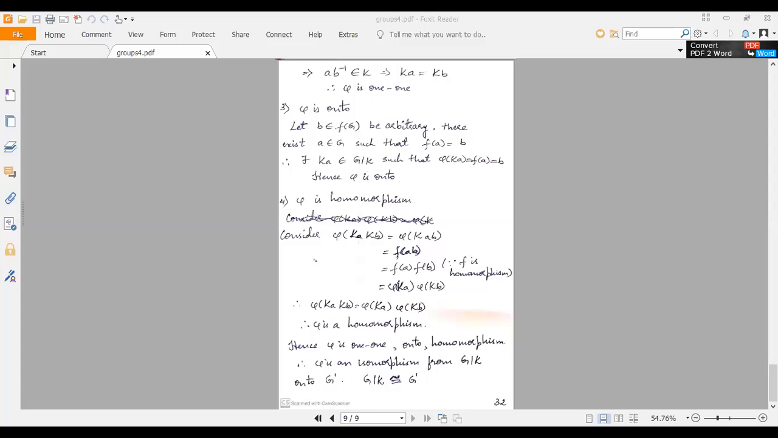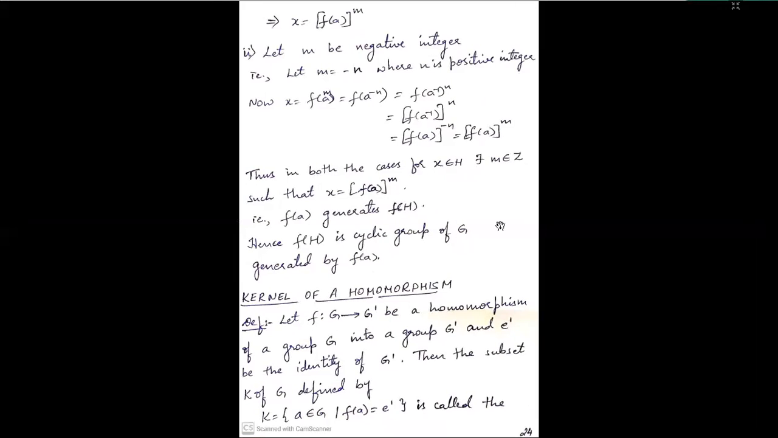So in this class, I'll be teaching you the kernel of a homomorphism. So the kernel of a homomorphism is this: you have a function f from G to G dash, where f is a homomorphism and e dash is the identity of G dash. Then you take a subset K of G defined by K is equal to a belonging to G such that f of a is equal to e dash.